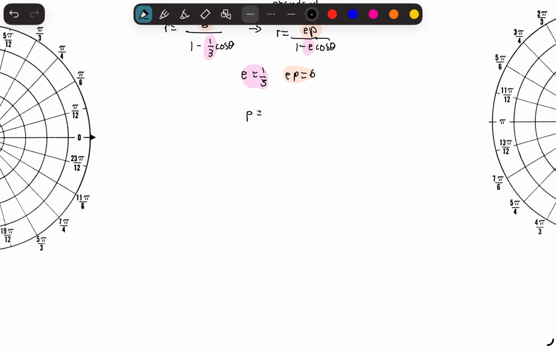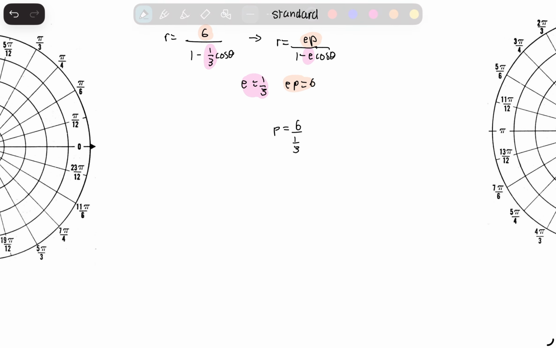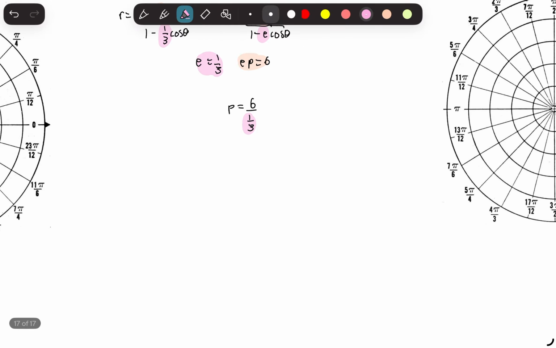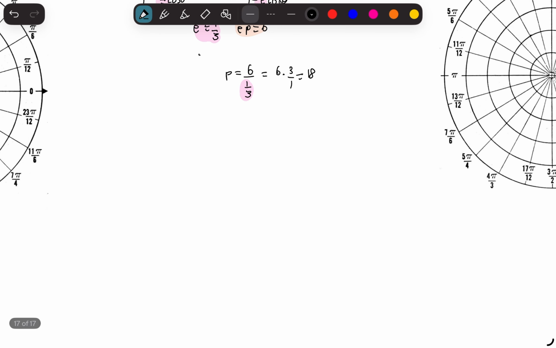So if you solve for p, we know that p is in this situation, right? So p is equal to 6 over 1 over 3, because we know that 1 over 3 was here and 6 was our value above there. So now that is going to equal 6 times 3 over 1, and that's equal to 18. So when you have an eccentricity that is less than 1, that means that you have an ellipse.